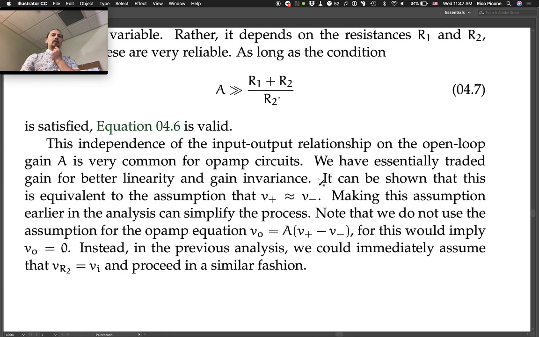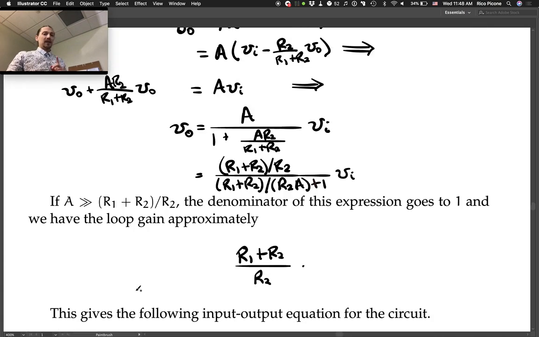So it can be shown that this is equivalent to the assumption that V plus is about V minus. Making this assumption earlier in the analysis can simplify the process. Note that we do not use the assumption for the op-amp equation V out is equal to A times V plus minus V minus, because this would simply imply that Vout is zero. Instead, in the previous analysis, we could immediately assume that VR2 is Vin and proceed in a similar fashion. So let's look at that.